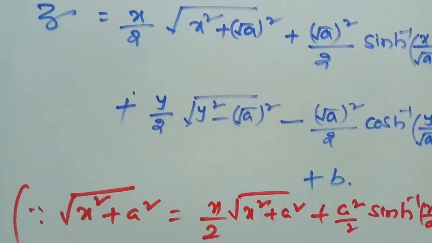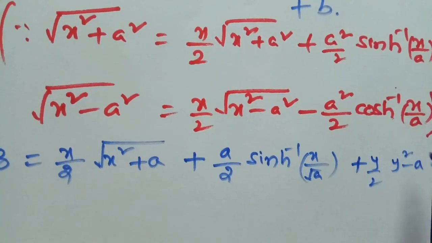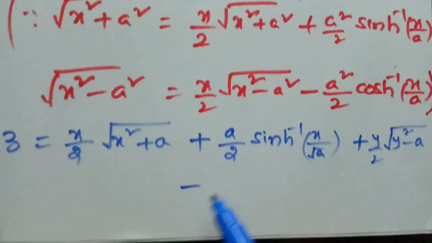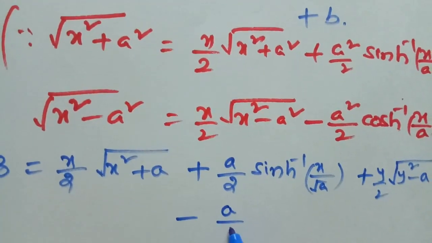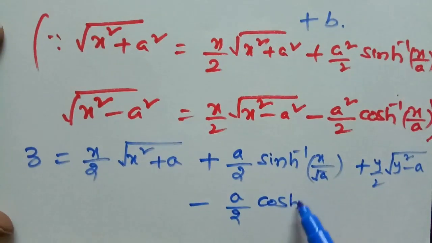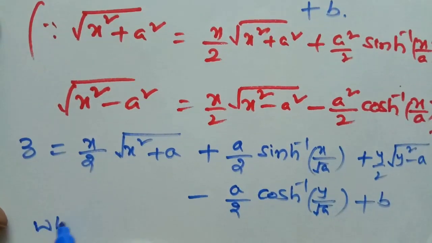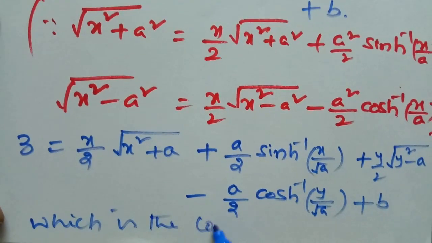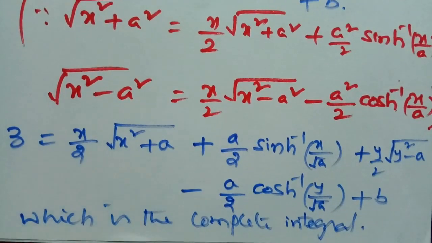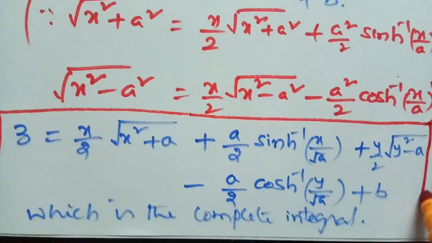plus y by 2 into square root of y square minus a, since root a whole square becomes a, minus a by 2 into cos h inverse of y by root a, plus constant of integration, which is the complete integral of the given equation.